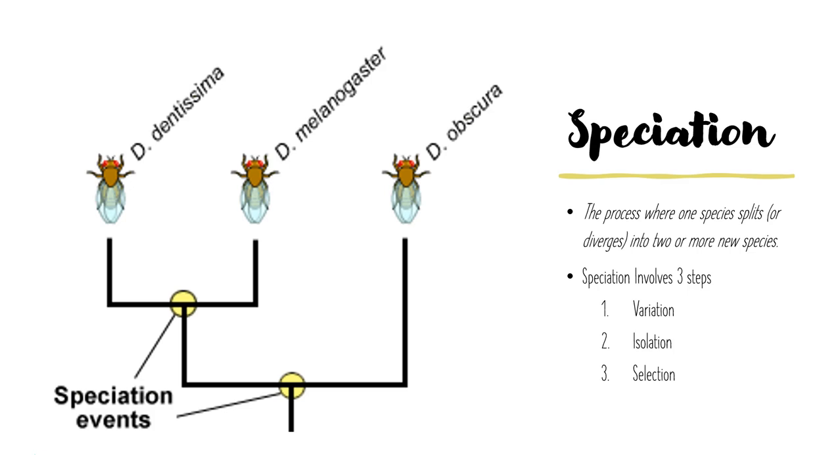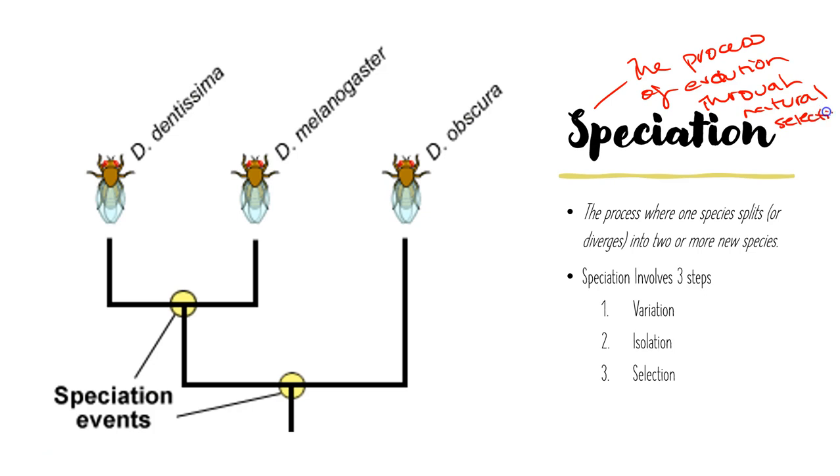So when we talk about speciation, we're talking about the process. Speciation itself is the process of evolution through natural selection that leads to a new species. So it's the process where one species splits or diverges, so we're talking about divergent evolution, into 2 or more new species. And speciation itself involves 3 steps.